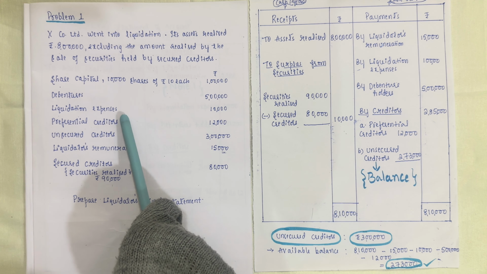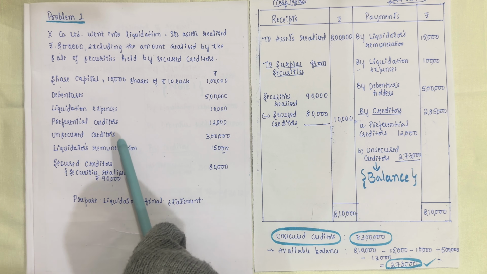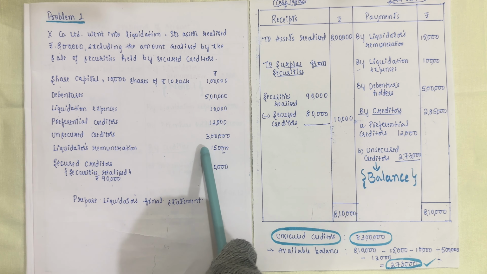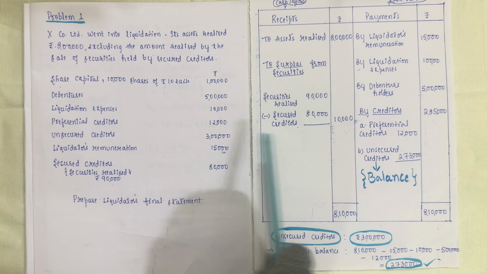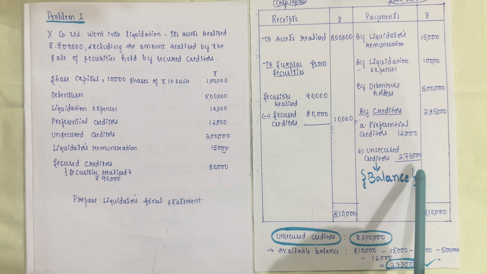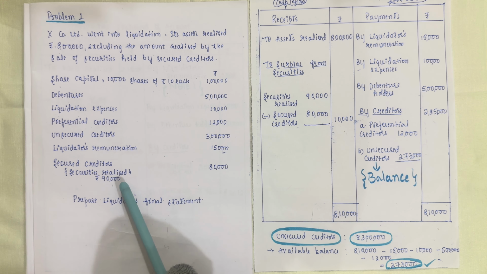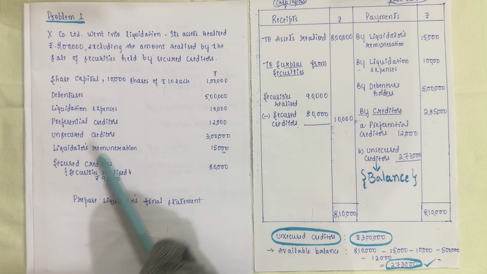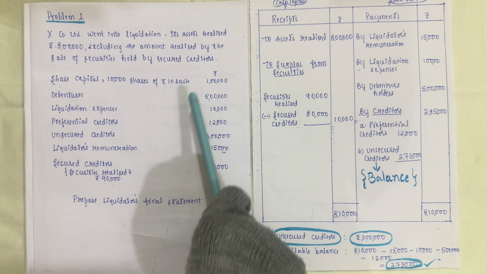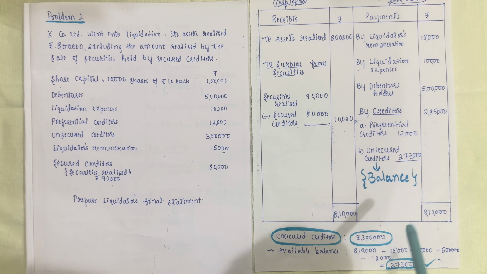Debentures we have paid, liquidation expense we have taken, preferential creditors we have taken, unsecured creditors 3 lakh was supposed to be paid, but we paid 2,73,000 only because of available balance. Liquidator's remuneration is paid, secured creditors is paid. Okay, so everything we have paid except the share capital because there is no balance. Okay, this is about the problem.